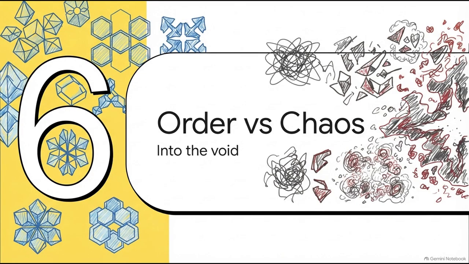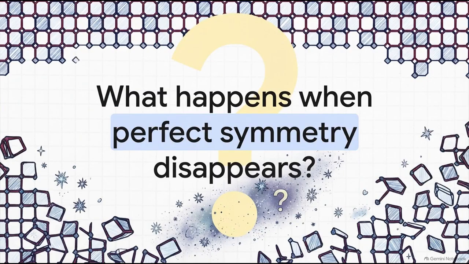And finally, Section 6. Order versus chaos. So we've spent this entire explainer marveling at perfection, right? The repeating lattices, the constant angles, the perfectly predictable geometries. But now, we are going to leave Earth. We're going to look at materials forming in the harsh, freezing environment of deep space. Because we have to ask a critical question that totally subverts everything we've just learned about the rigid laws of solid matter. What happens when the perfect symmetry disappears?